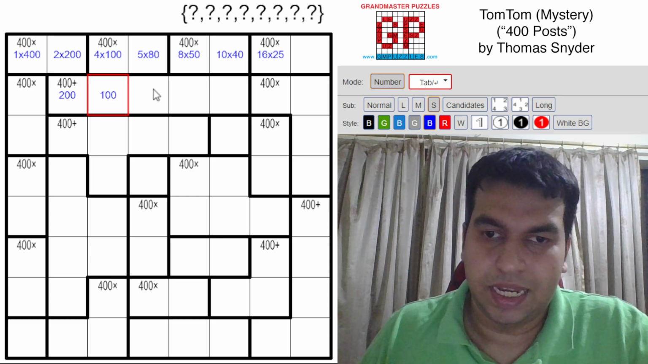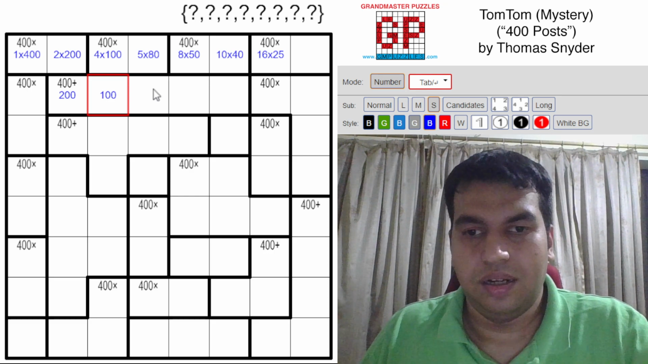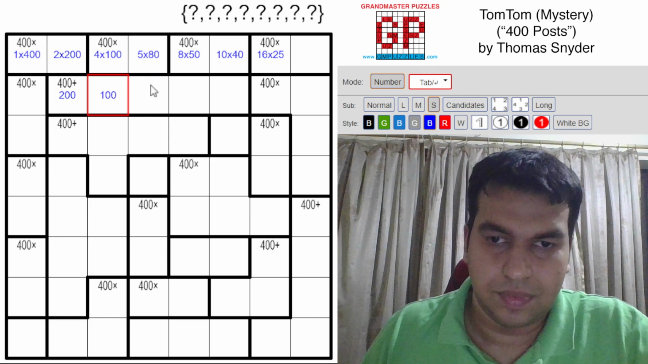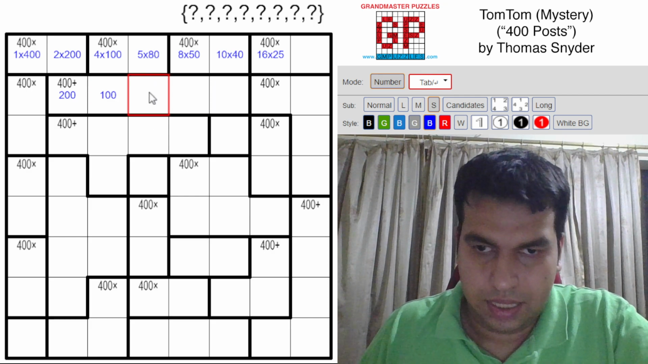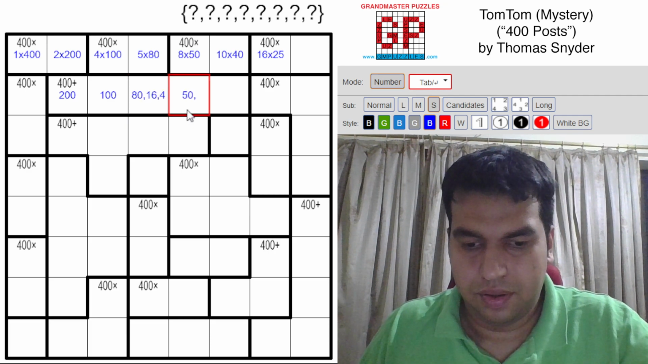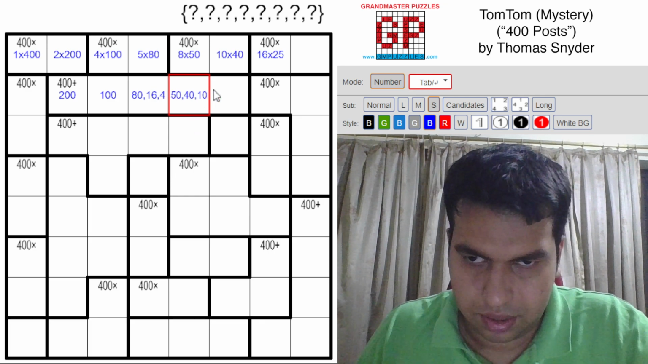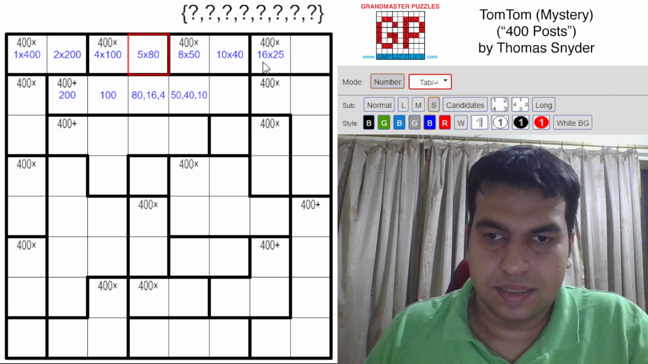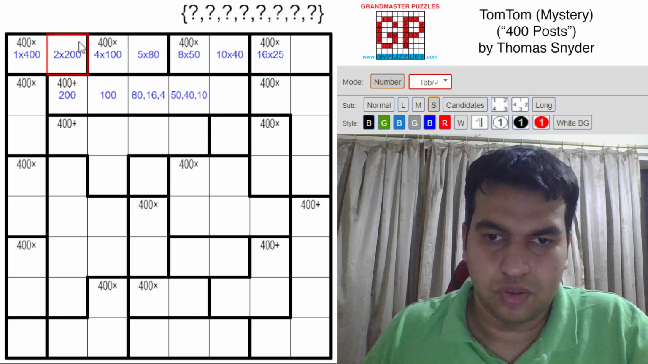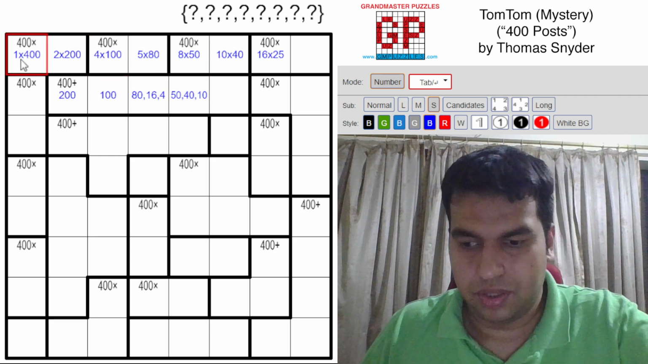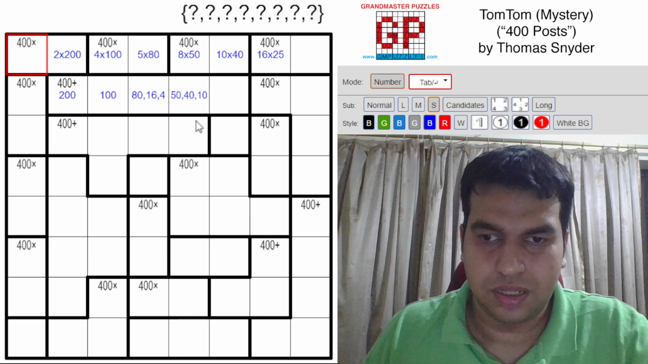So now I just look at the remaining three cells and what numbers could be possible there to sum to 100. So basically I see two possibilities, which is either 80, 16, and 4, or 50, 40, and 10. So in both of these possibilities, what we can see is either this pair and this pair is taken, and we already know these two pairs are taken, or this pair and this pair is taken. So either way, along with these two, we have our four pairs within these six. So that eliminates the 1 into 400 option.